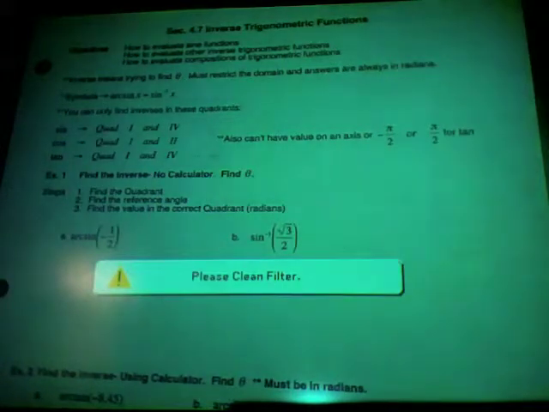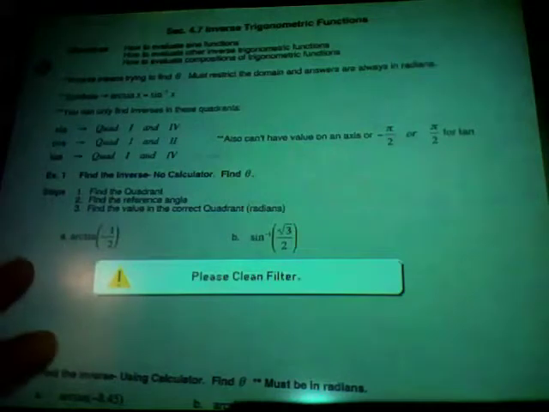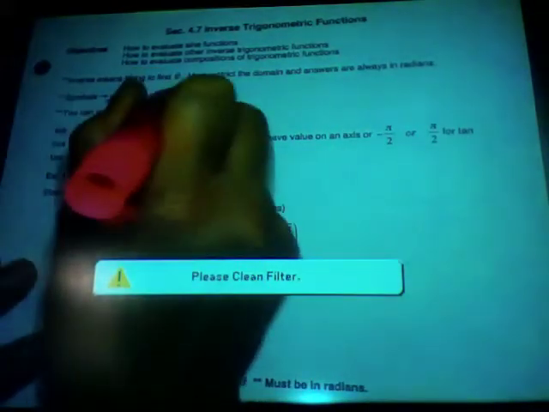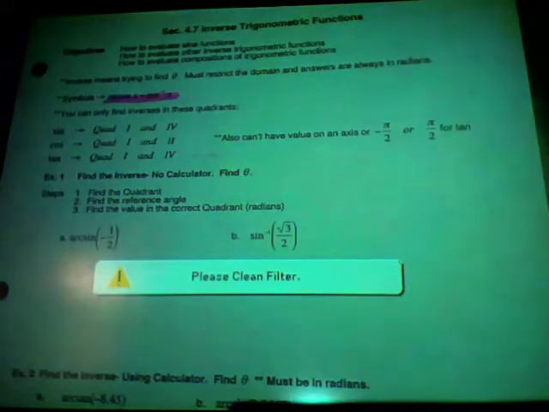All right, so 4-7, we're going to talk about inverse trig functions. Arc sine, arc cosine, arc tangent. Now, that's just a different word, but I want you to look at this right here. Arc sine is exactly the same as the inverse sine. It's a different way of writing it and saying it. Sometimes we'll use one in placement of another. So they mean the same thing.